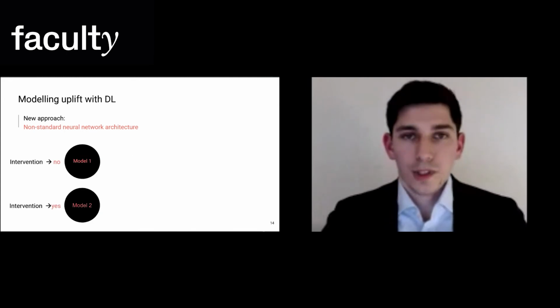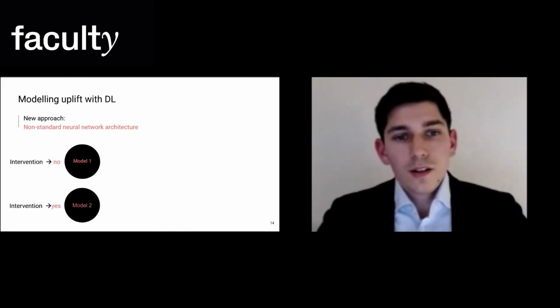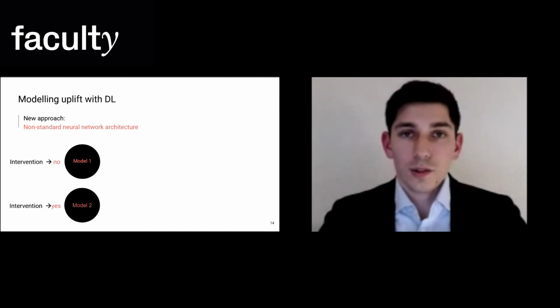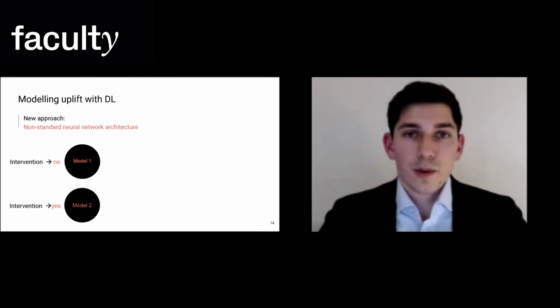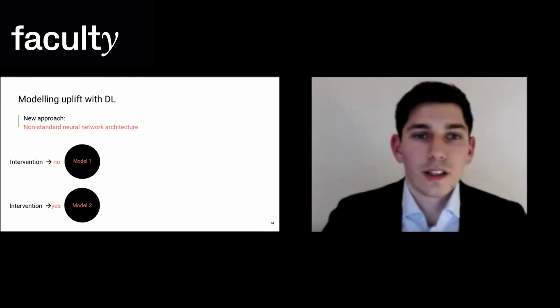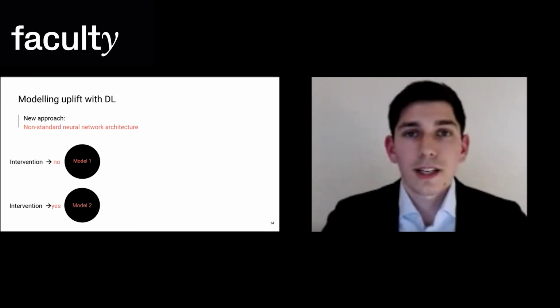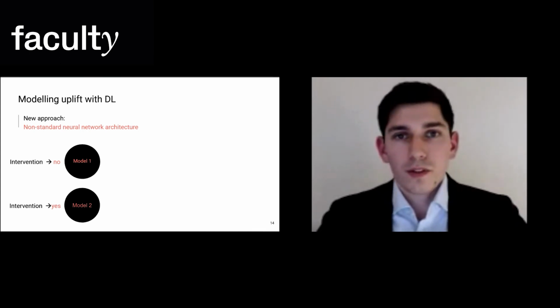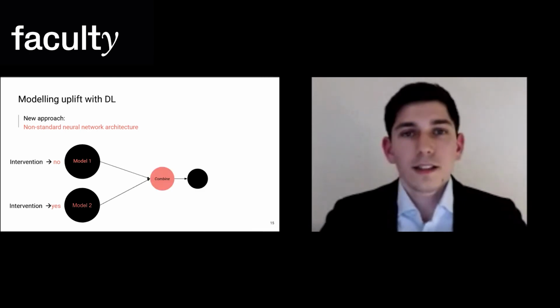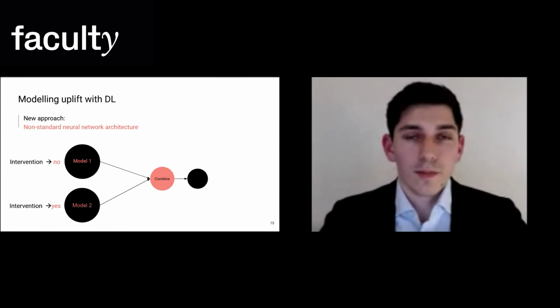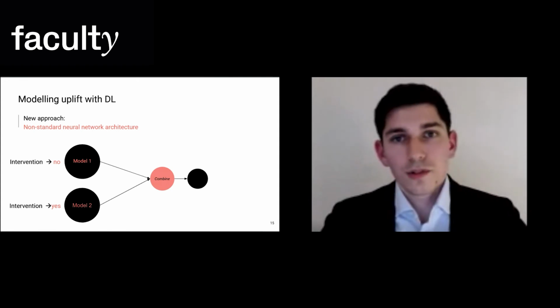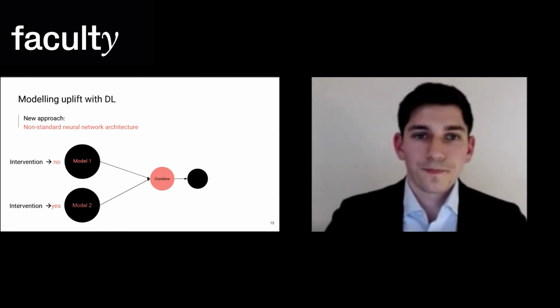So how exactly do we do this? Again, we use two different models. In one, we model the buying behavior of people who've gotten no intervention, and the second one, where we use neural networks to model the behavior of people who've gotten an intervention. Now, the tricky part is that these two streams of information have to be combined in an additional hidden layer, and we have to ensure that the information of both models is actually used to get our uplift scores.